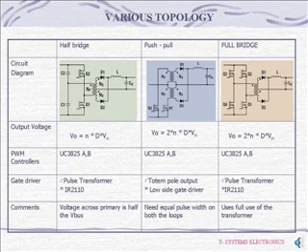Half bridge is used for more than 400 watts. Output to 1200 watts typically. IR2110 is a MOSFET gate driver with 2 amps source and sink current and can be used till 500 volts.